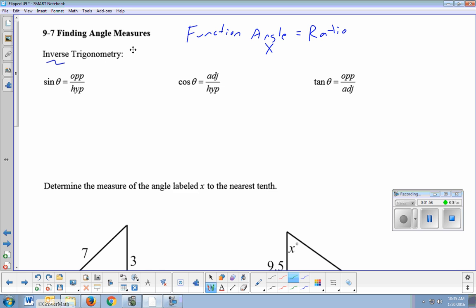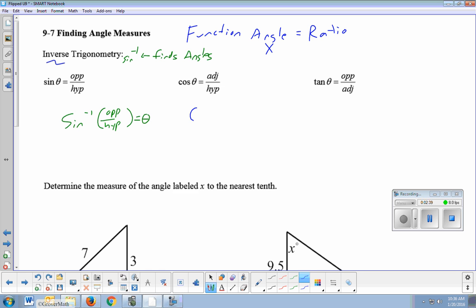So inverse trig, little -1 exponent, this finds angles. So sine theta equals opposite over hypotenuse. When x was over here, we'd cross multiply and solve for x. Well, now if we're finding the angle, that means we have our opposite and hypotenuse. So this can be rewritten to be inverse sine of opposite over hypotenuse equals theta. So you can solve for theta by doing inverse sine of opposite over hypotenuse.